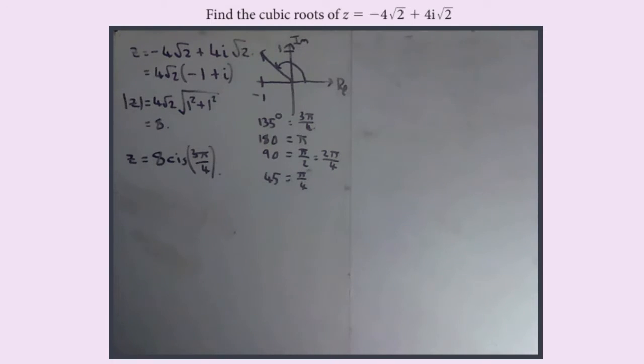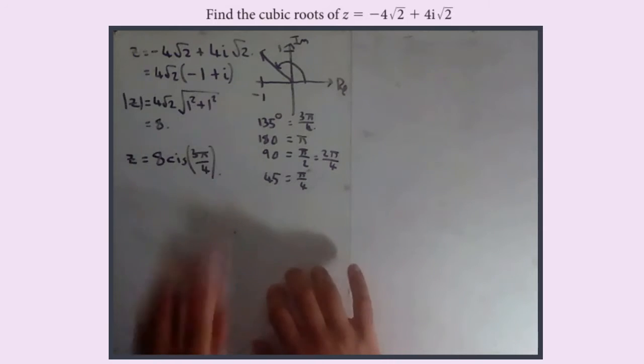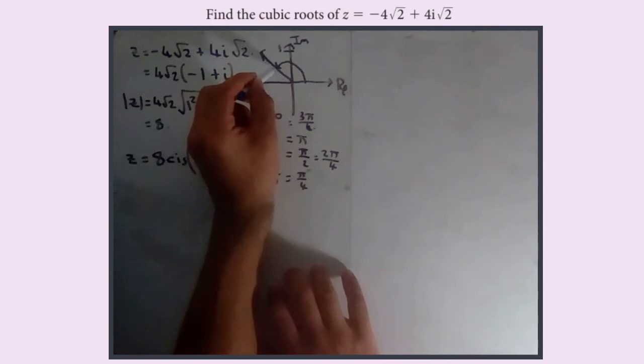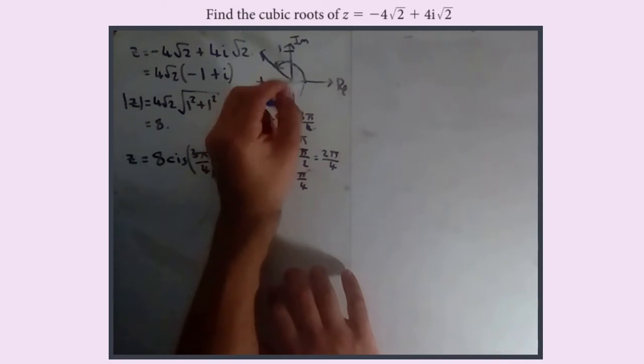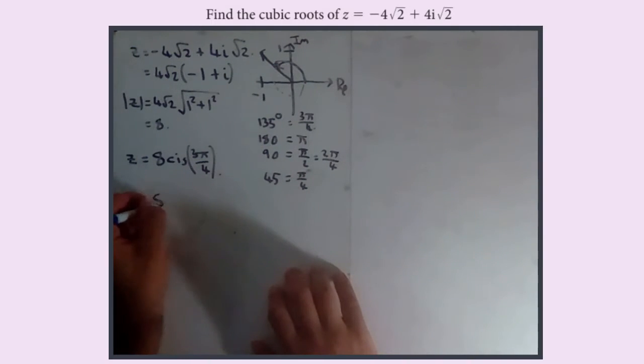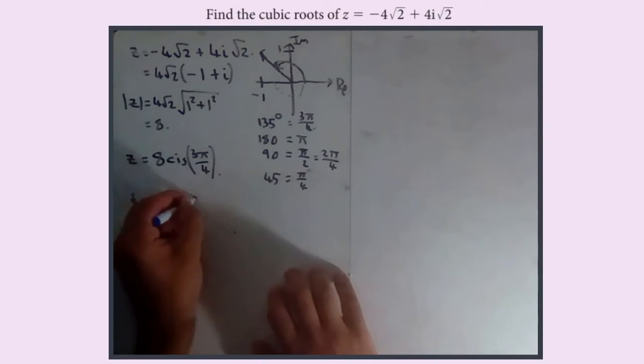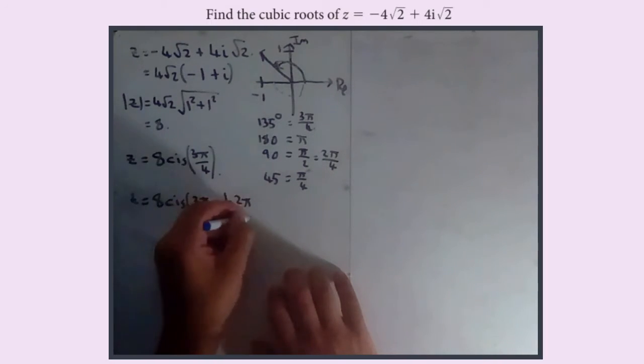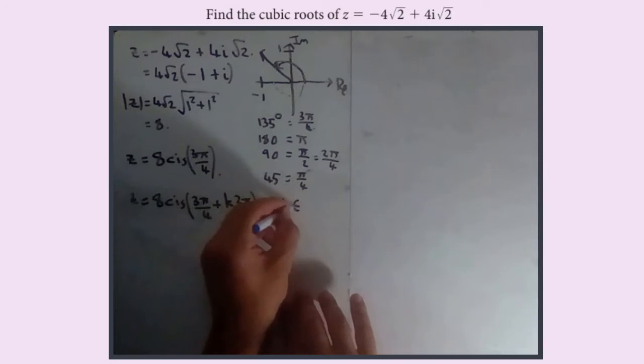Now that we have this in cis form, we can use De Moivre's theorem, but before we do that, we need to remember that there are going to be 3 roots. The way you get 3 roots is by considering the periodicity. Yes, this is 3 pi by 4, but if I added on another 2 pi, I would get to the same place, and if I added on another 2 pi. So z equals 8 cis (3 pi by 4 plus k 2 pi), where k needs to be an integer.